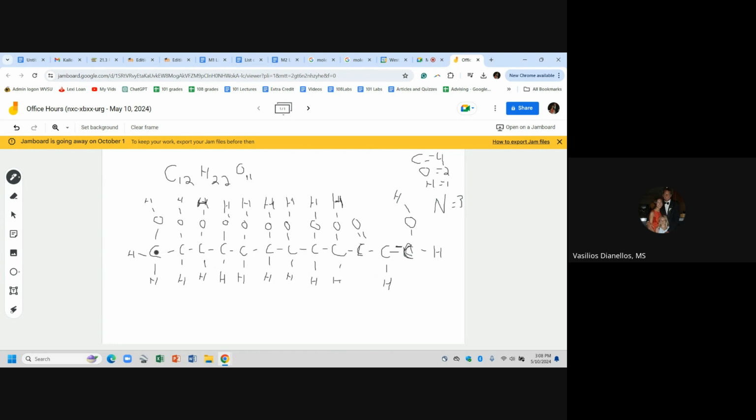To recap, I recommend drawing out all your carbons and then start surrounding them with everything else. Then, connect the dots, look at all your bonds. And then once you've done that, make sure all your carbons have 4 bonds, all your oxygens have 2 bonds, all your hydrogens have 1 bond, and all your nitrogens have 3. And that's how you do it.